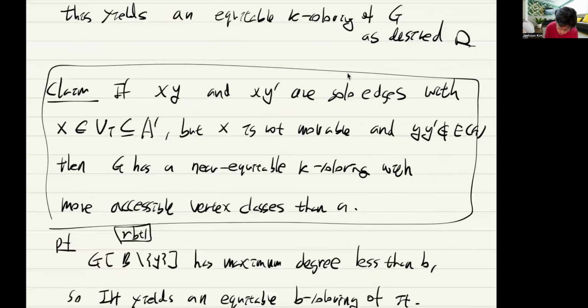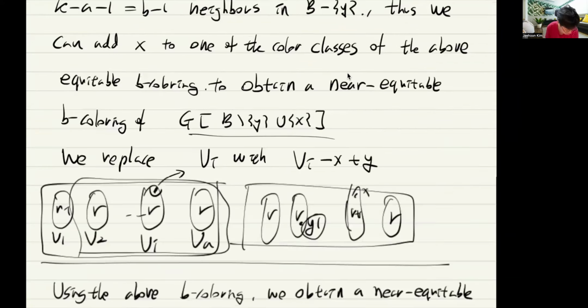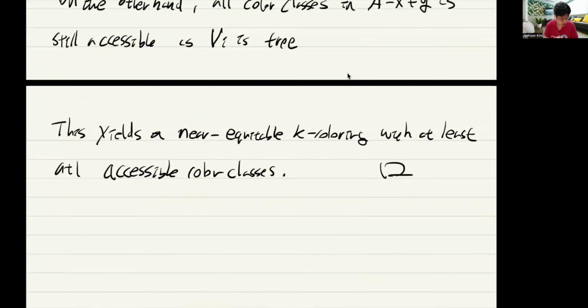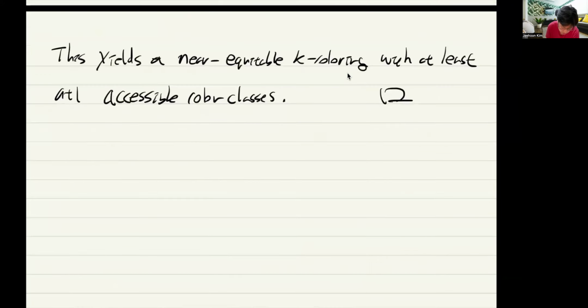And also we show that there is no case where there are two solo edges sharing the same vertex x, with x non-movable and y and y prime non-adjacent. Now what we want to show is that one of the two situations that the above two claims describe must happen.